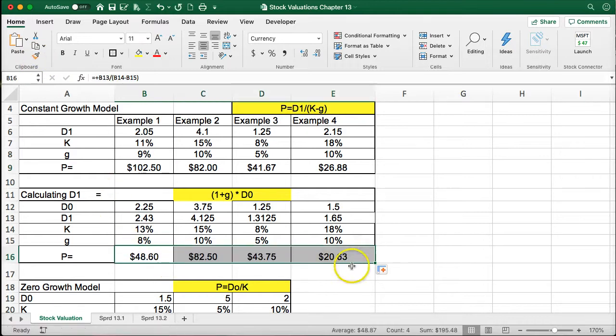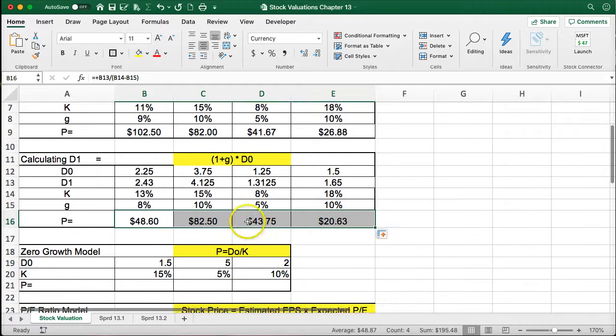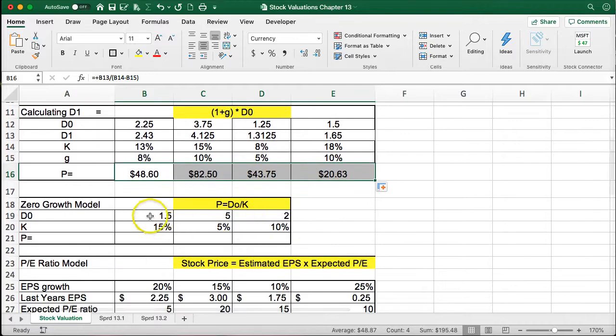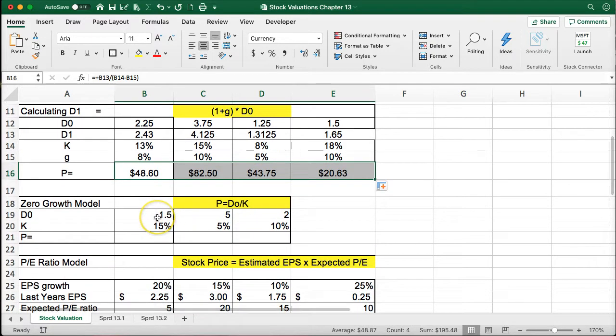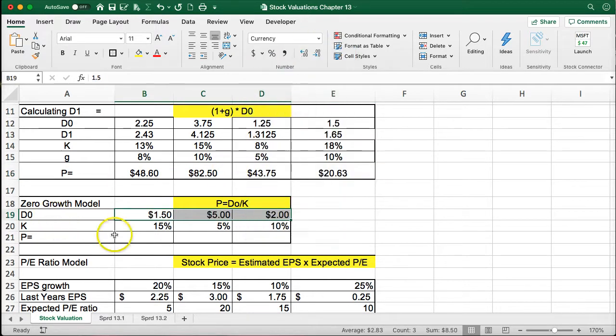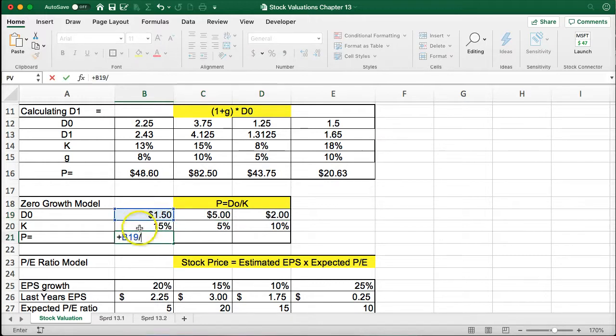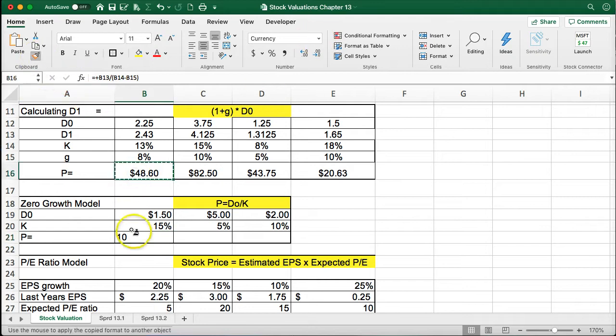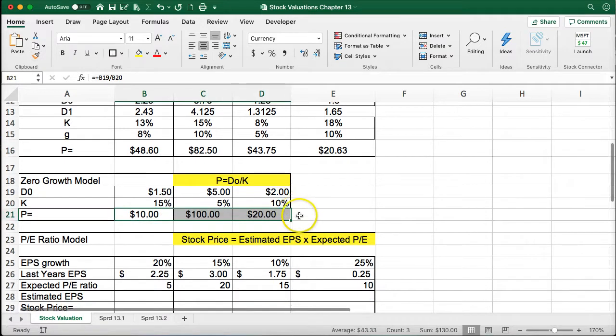Move this over. Okay. Now a zero growth model is one of the easier models for the dividend discounting models. We have our dividend here in D0, and it's a constant, it's a zero growth, so the dividend doesn't change. So simply take the dividend in D0 divided by the required rate of return, or K. And I'll pull that over.